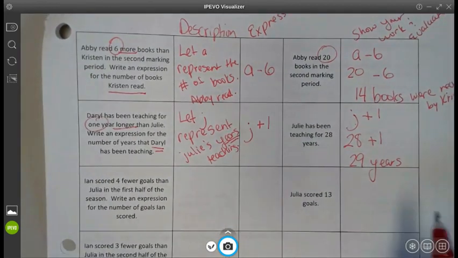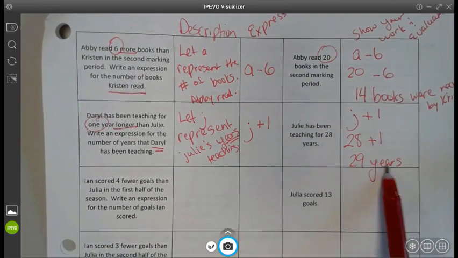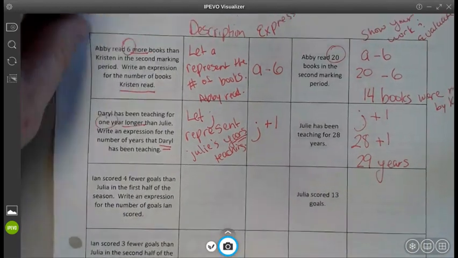Okay, the best way to write this would be Daryl has been teaching for 29 years, but I'm just a little bit out of room for that.